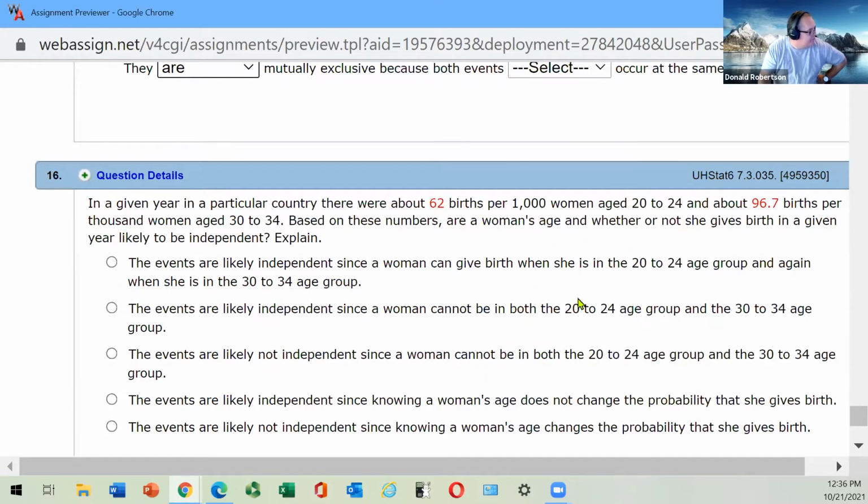Okay. This one is to do with English, so we don't have calculations really to worry about. In a given year, in a particular country, there were about 62 births per 1,000 women aged 20 to 24, and about 96 and a bit births if they're aged 30 to 34. Based on these numbers, are a woman's age and whether or not she gives birth in a given year likely to be independent?